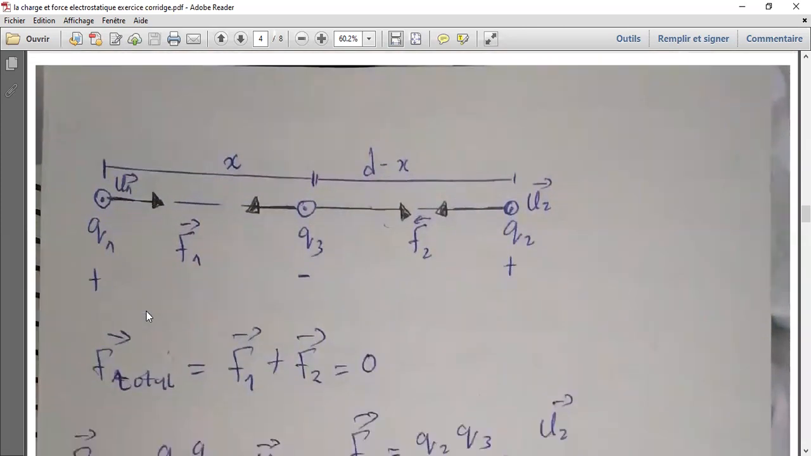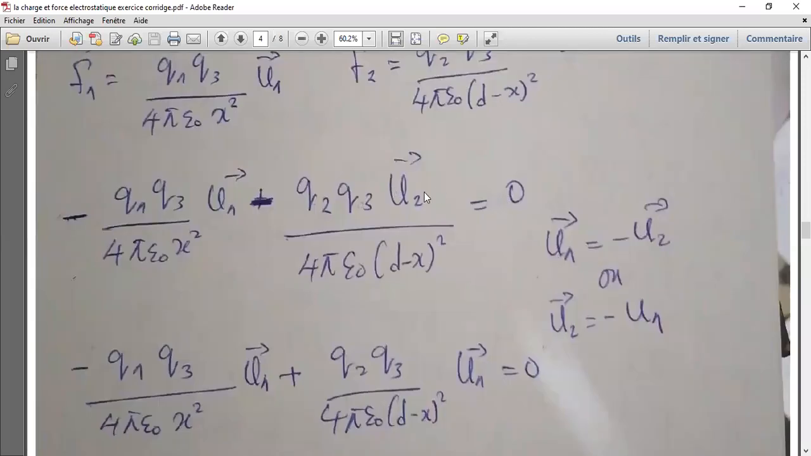Then you just replace where there's U2 with negative U1. When you place negative U1, it becomes positive, so it will be positive Q2 Q3 divided by 4 pi epsilon 0 (d minus x) squared U1 is equal to 0. I don't know if there's anyone with any question until here.